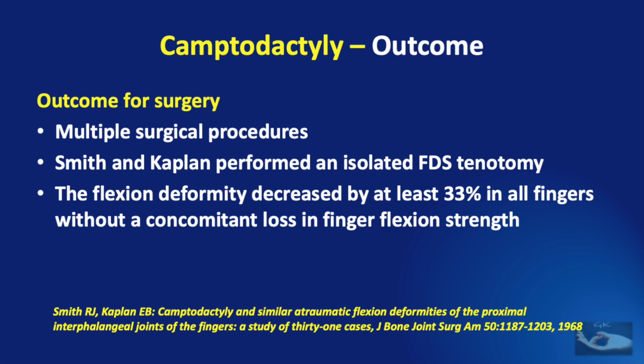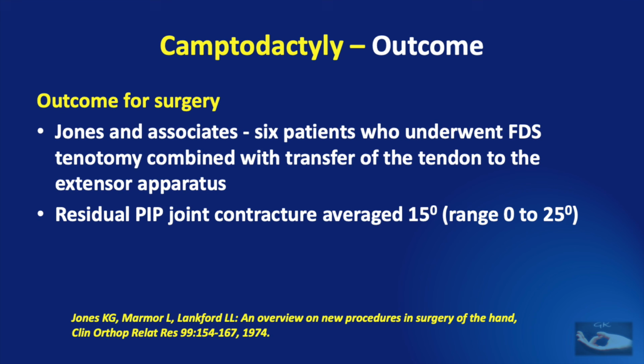As far as the outcome for surgery is concerned, multiple surgical procedures have been reported for camptodactyly. Smith and Kaplan performed an isolated FDS tenotomy. The flexion deformity decreased by at least 33% in all fingers without a concomitant loss in finger flexion strength. Jones and associates reported 6 patients who underwent FDS tenotomy combined with transfer of the tendon to the extensor apparatus. The residual average PIP joint contracture was 15 degrees with a range of 0 to 25 degrees.